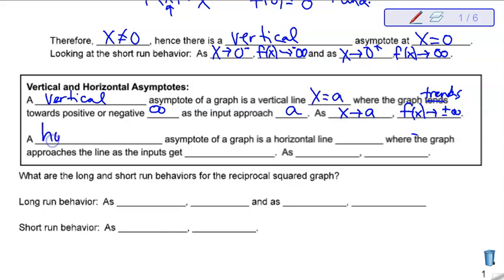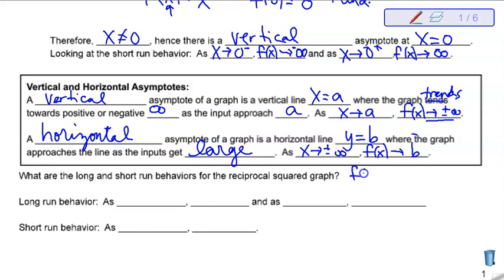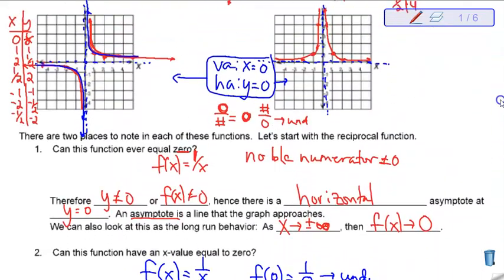Now, a horizontal asymptote is a horizontal line y equals b, where the graph approaches the line as the input gets very large. So as x goes to plus or minus infinity, which is backwards from where our infinity was over here, then our f of x approaches that number b. And that would give us our horizontal asymptote. So for our 1 over x squared graph, f of x equaling 1 over x squared, then what happens?